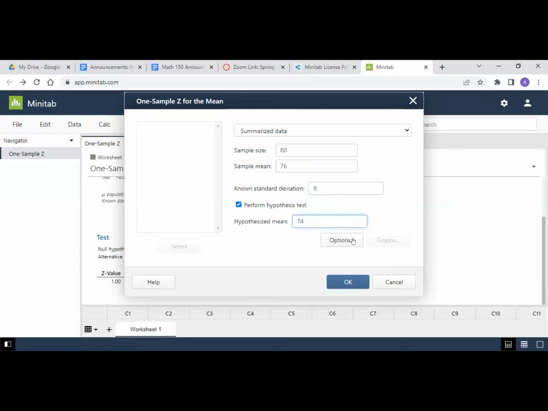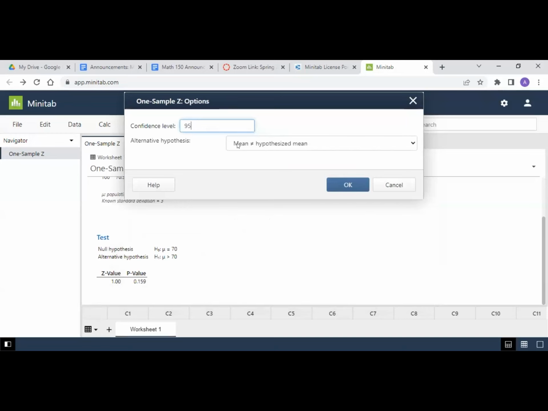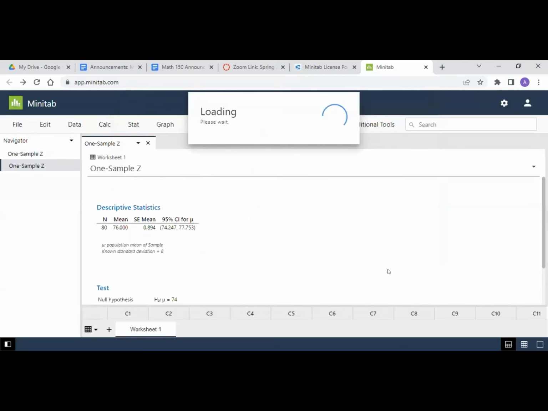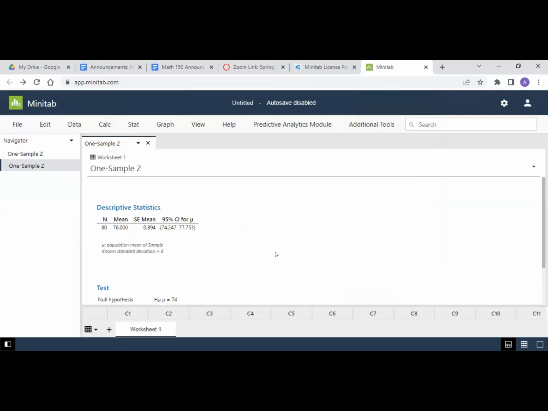Under options, remember, click this before you hit OK. Make sure that the confidence level is still 95. And the alternative hypothesis says not equal to. So I'm not going to change that. Looks like we're good. Going to click OK. Click OK again. And what we get is a bunch of information.